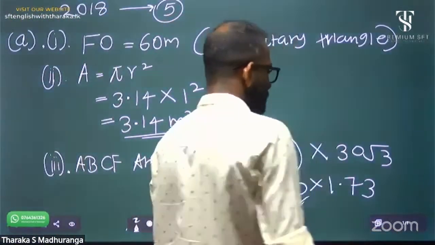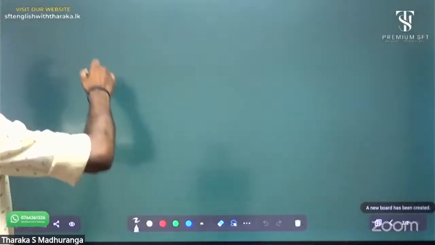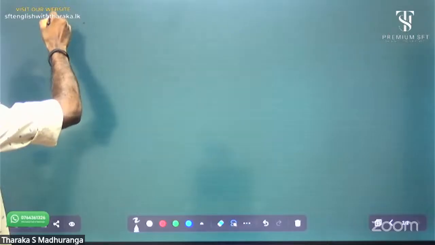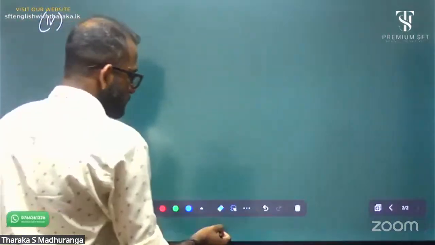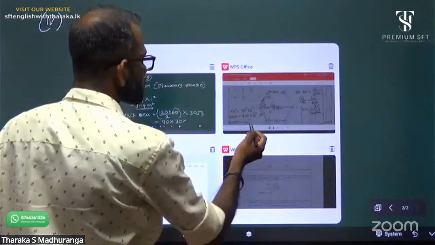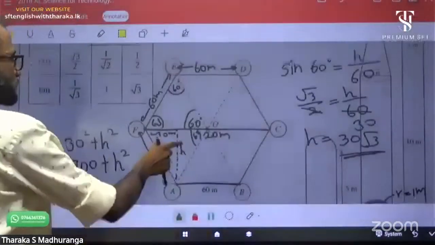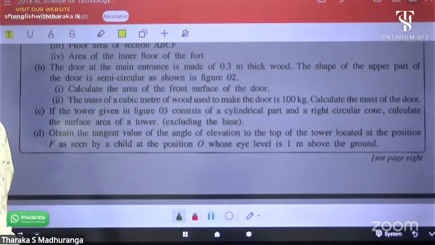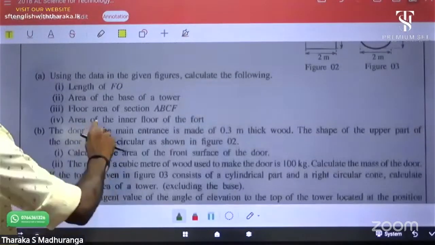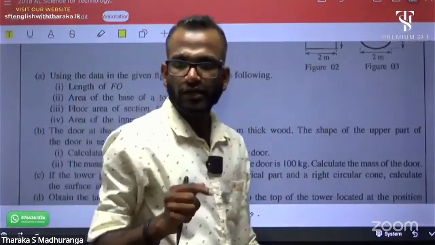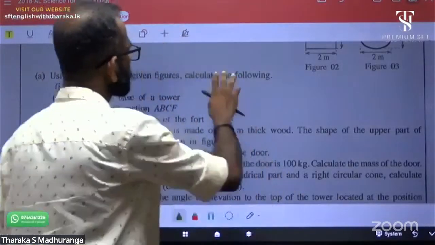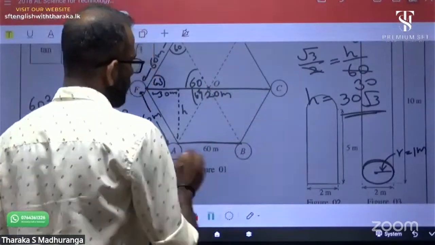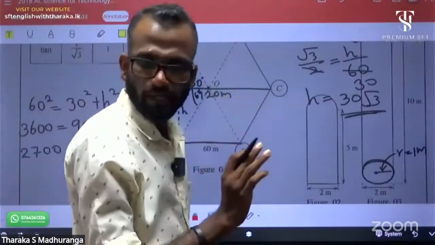Okay. Fourth one. The area of inner flow of the fort. The complete area of the fort. That means the complete area is 2 times the trapezium, right? ABCF 2 times equals the complete area.